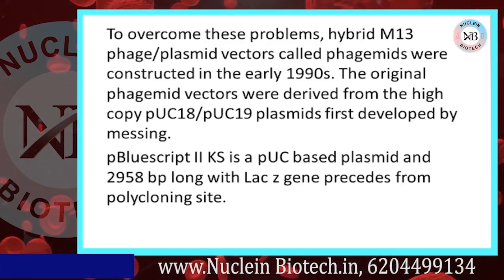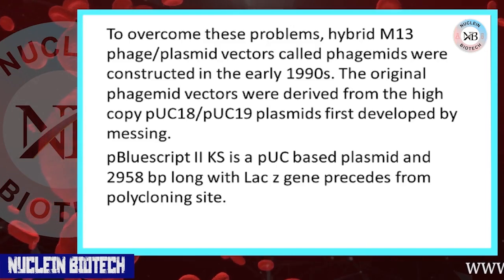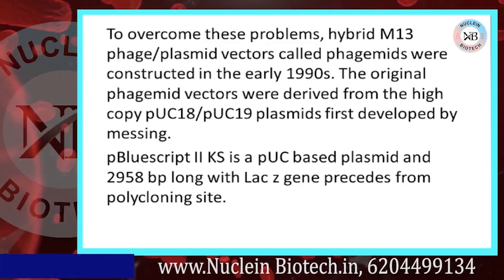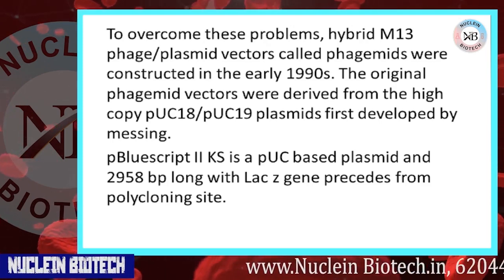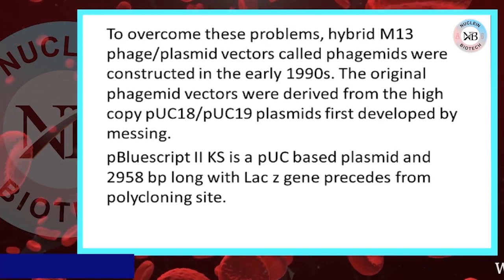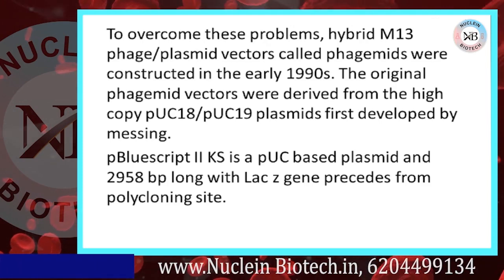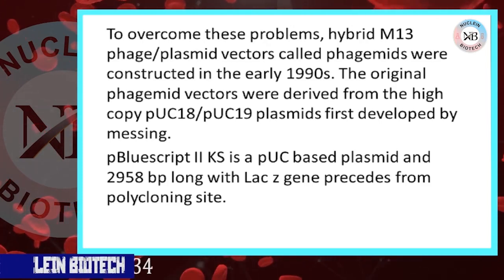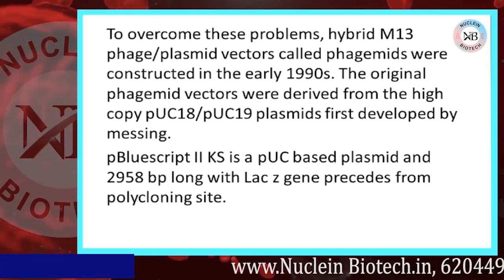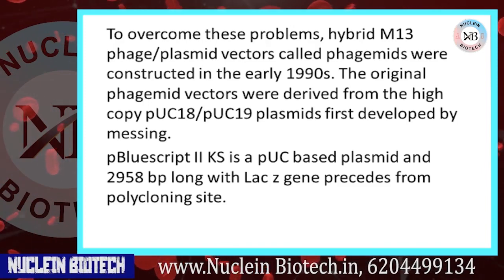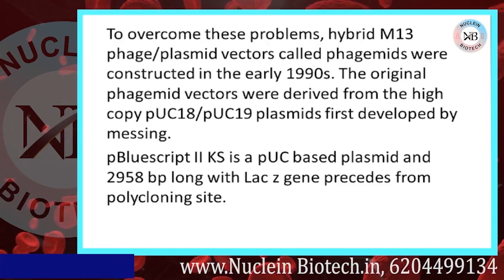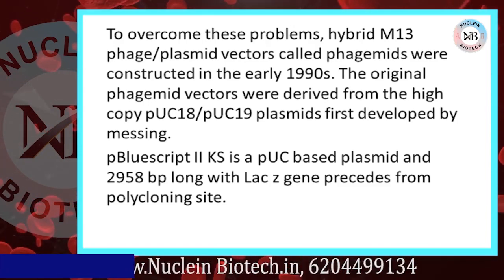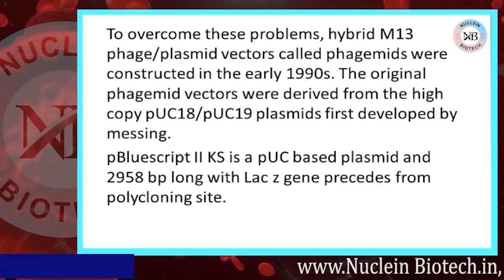The original phagemid vectors were derived from the high copy pUC18 or pUC19 plasmids first developed by Messing. pBluescript II KS is a pUC-based phagemid and is 2958 base pairs long with the lacZ gene upstream of the polycloning site. The main features of these vectors are as follows.